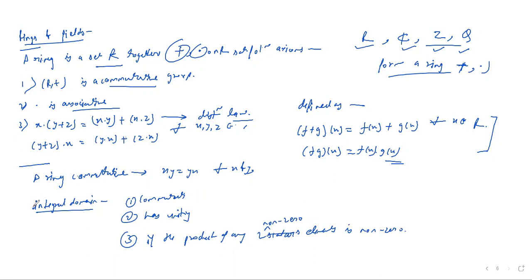So a ring is said to be an integral domain when it is commutative, has unity, and the product of any non-zero elements is non-zero. Okay. Now for defining a vector space, we need fields, which are also said to be the scalar field of the vector space.